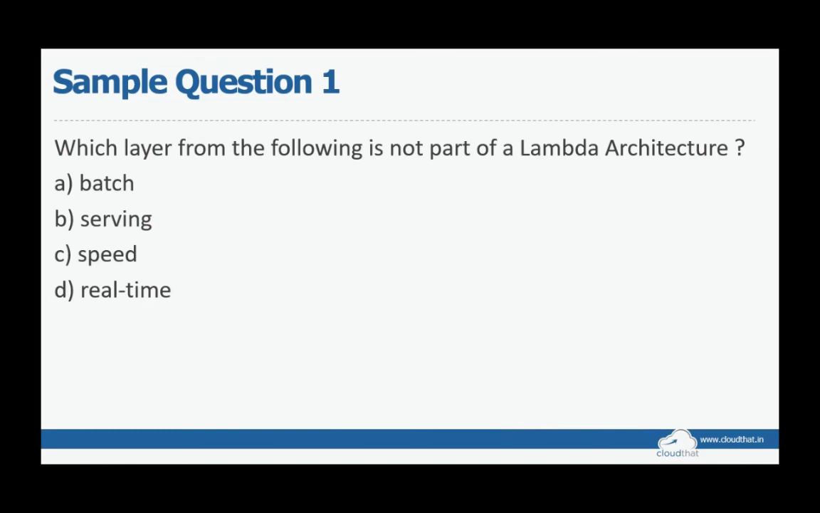The correct answer is D, real-time. There are batch layers for batch processing. There are serving layers to view the batch processed data. There is speed layer where we actually do real-time processing, but there is no layer named real-time layer, right? Let's move to the next question.